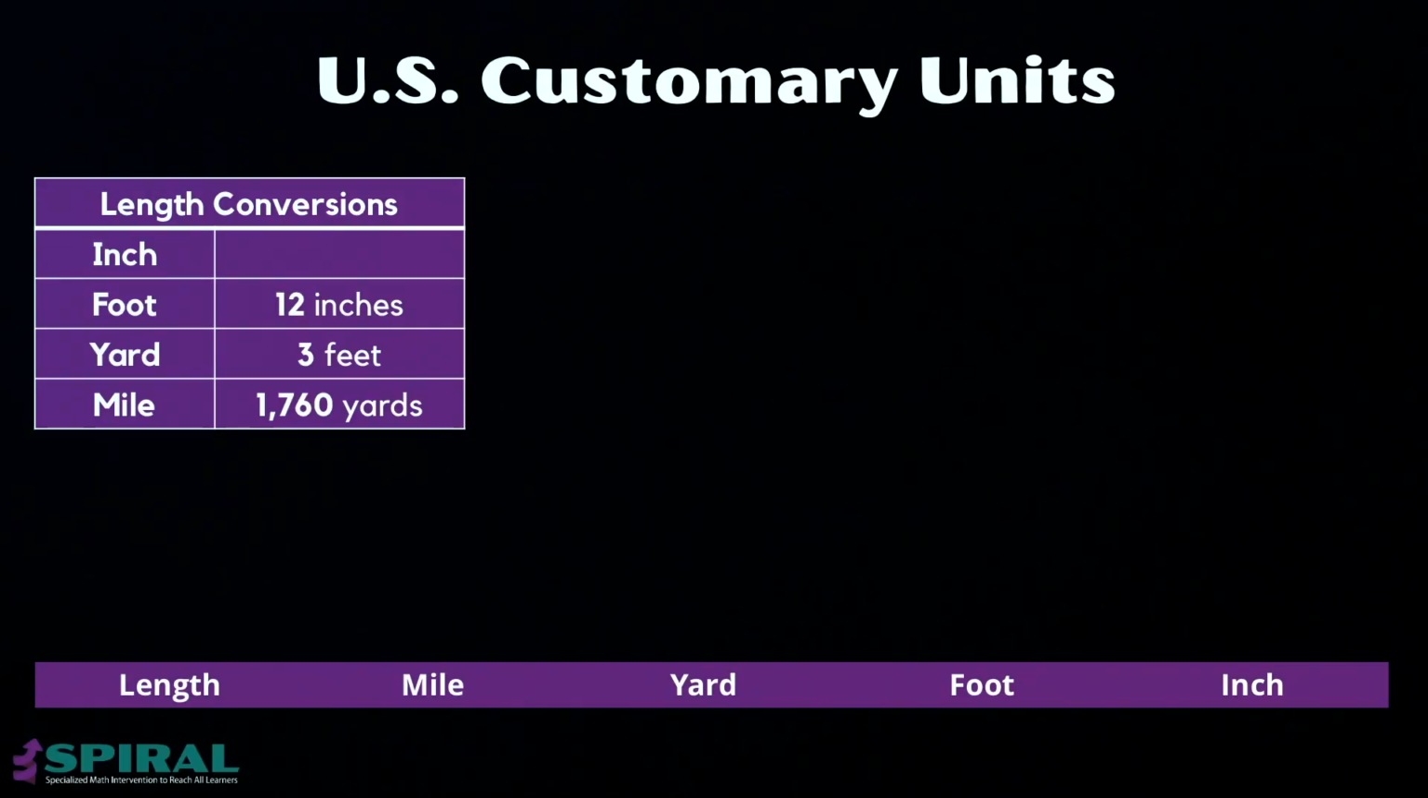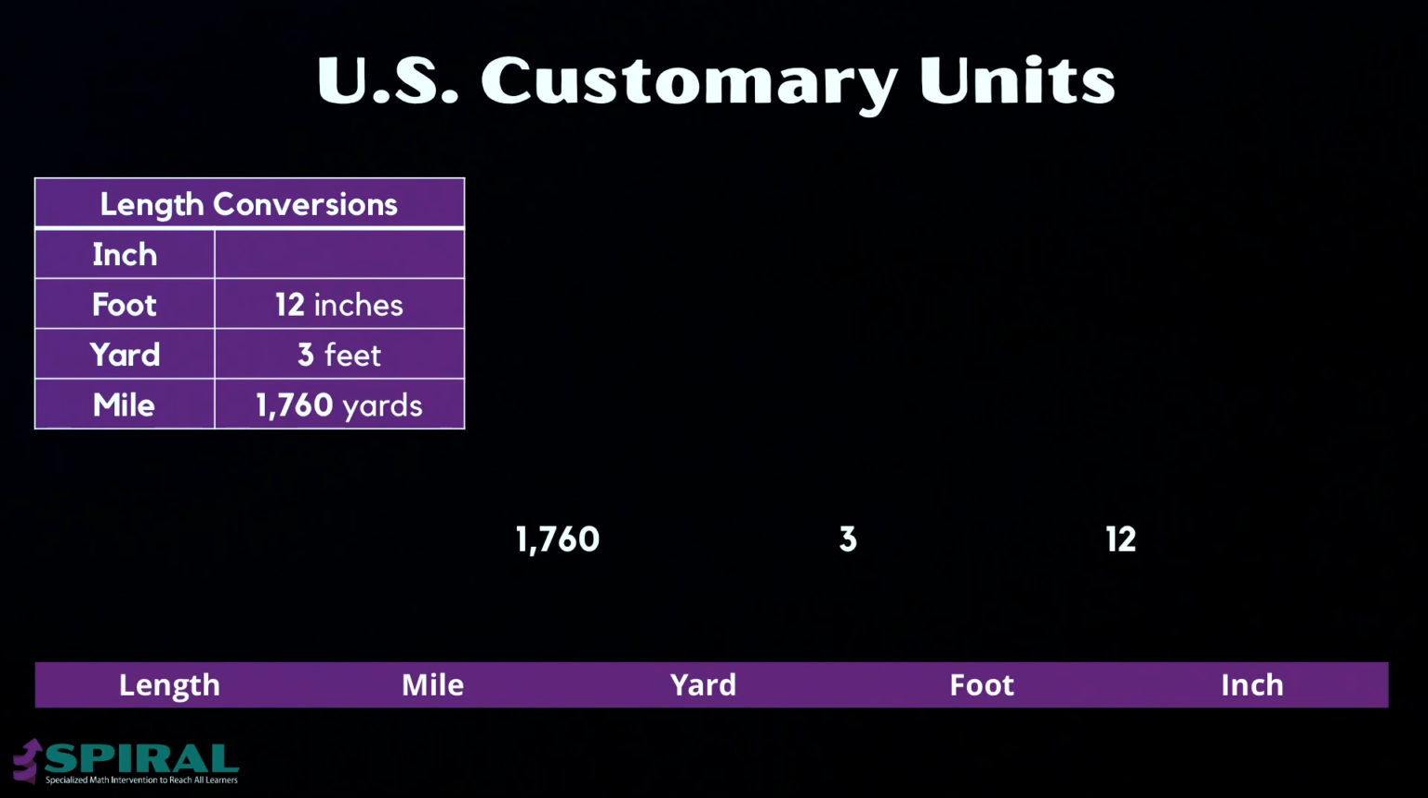To complete length conversions within the U.S. Customary system, students need to understand the patterns or relationships between inches, feet, yards, and miles as we discussed on the previous slide. We also can write our units in the bottom where we have mile, yard, feet, foot, and inch, and we can use that to help us determine our conversions. For example, there are 12 inches in a foot, 3 feet in a yard, and 1,760 yards in a mile. These numbers are the basis of our conversions.